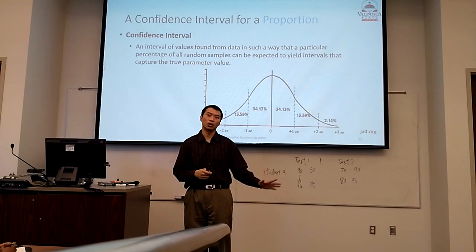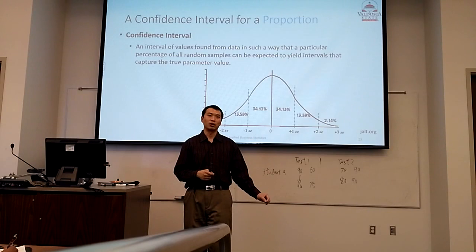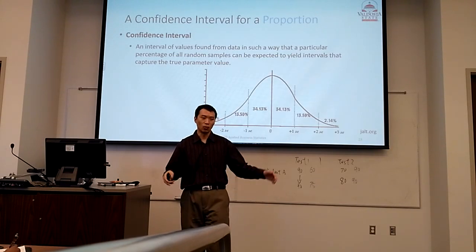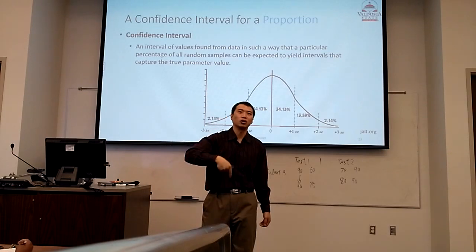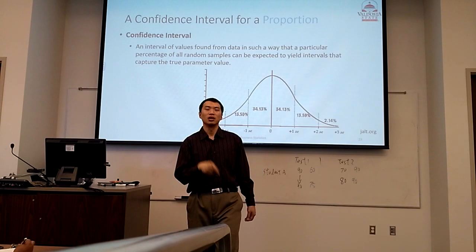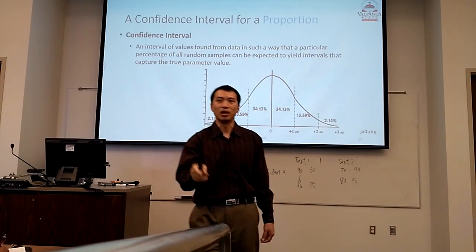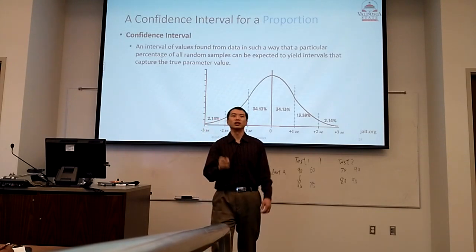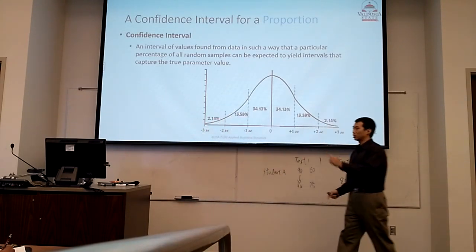Although I don't know where the true population proportion or the true population parameter is located, I know that I have a 68% chance of falling into this interval. And if I'm in that interval, that means the true population parameter is only one standard deviation away from me. Okay? So that's how we construct this confidence interval.